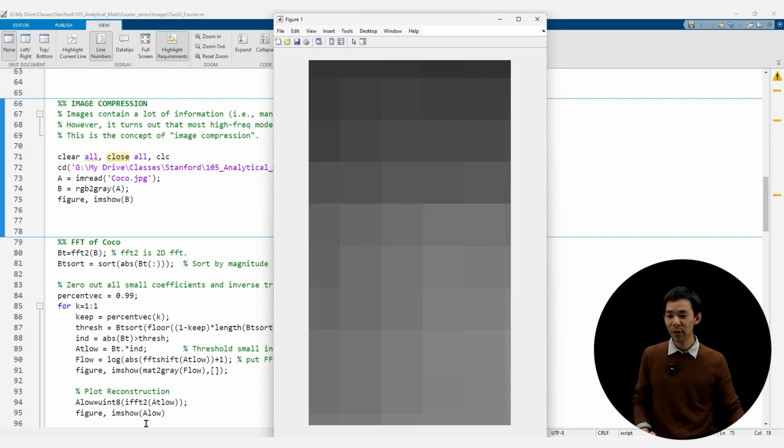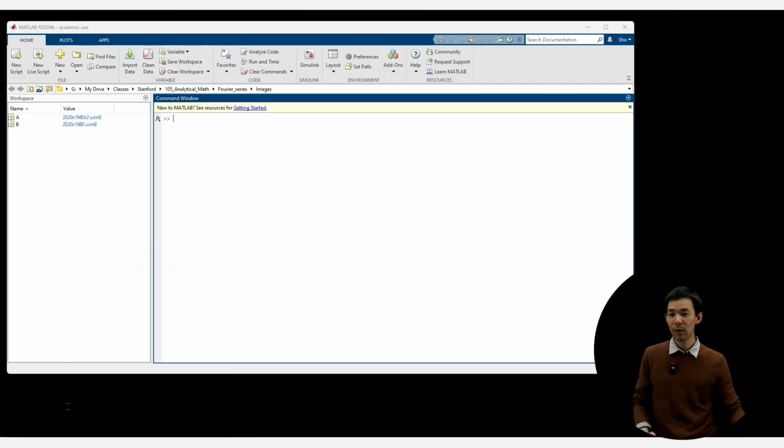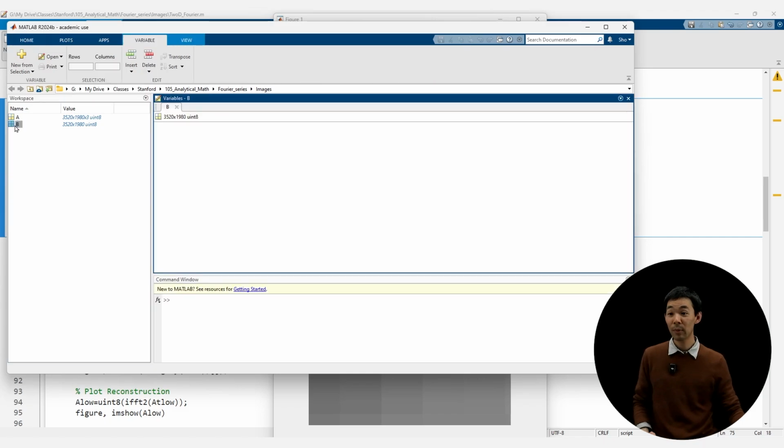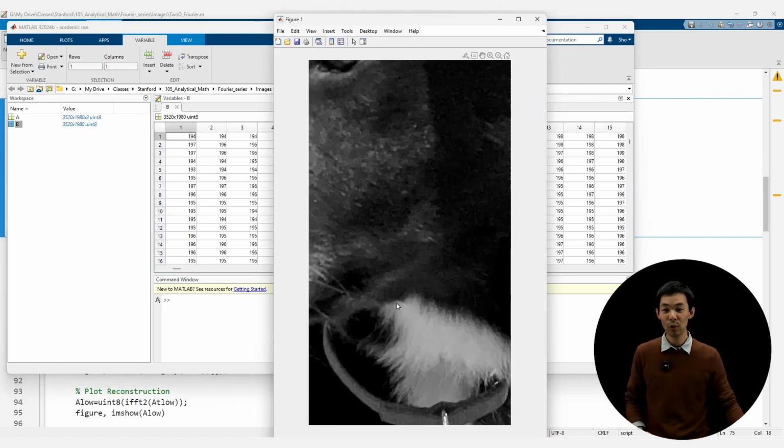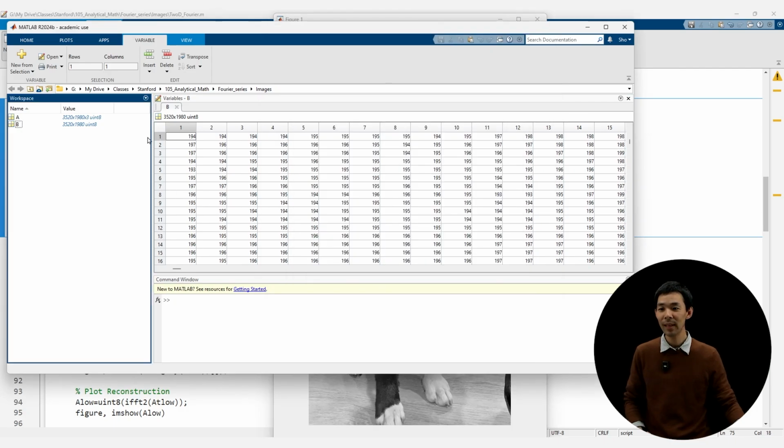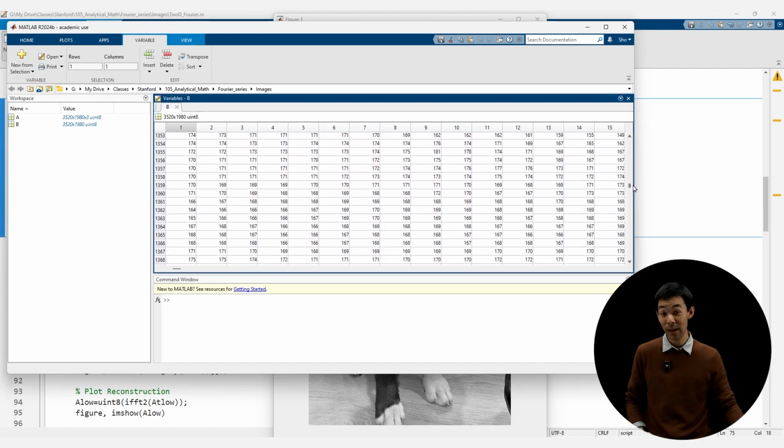Okay? So now if we actually go into the MATLAB workspace, the variable b is Coco. So here is a gigantic matrix corresponding to this picture of Coco. And it has a matrix size of 3,520 rows times 1,980 columns. So you can see that every single square inside this matrix carries a value between 0 and 255 or 256, and it corresponds to a particular brightness of that picture of Coco.